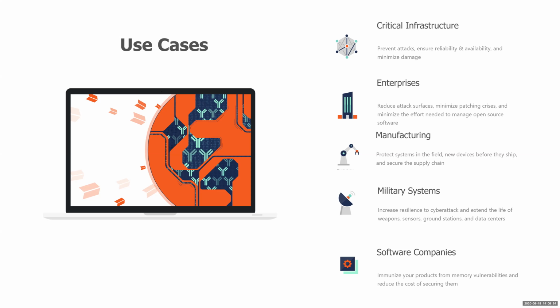In manufacturing, again, more of the IoT type space, we can apply our techniques there. It applies to military systems as well as software companies that are just producing software. So if you're the developer of Zoom, for example, we could apply our protections to that. But pretty much, if you're building software or running software, either Alkemist source or Alkemist binary is applicable to you.